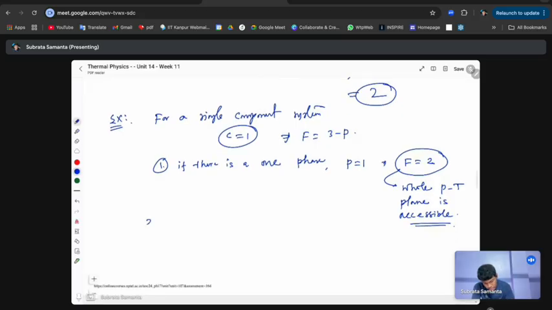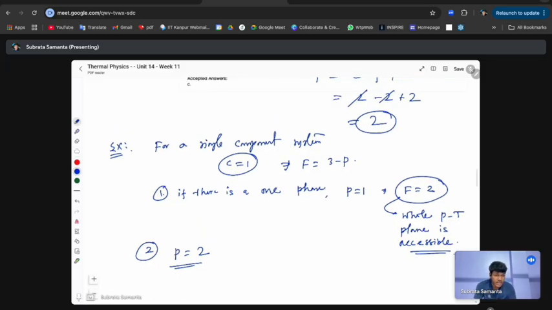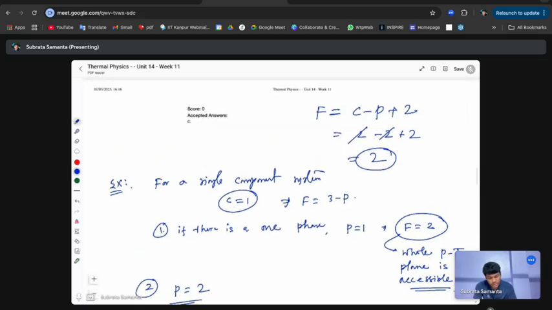So now the second point, if p equals 2, let's say there are 2 phases. First I choose a single component system, that means c equals 1. Now from the Gibbs phase rule, the number of degrees of freedom is c minus p plus 2, so if c equals 1, then f is 3 minus p, right?